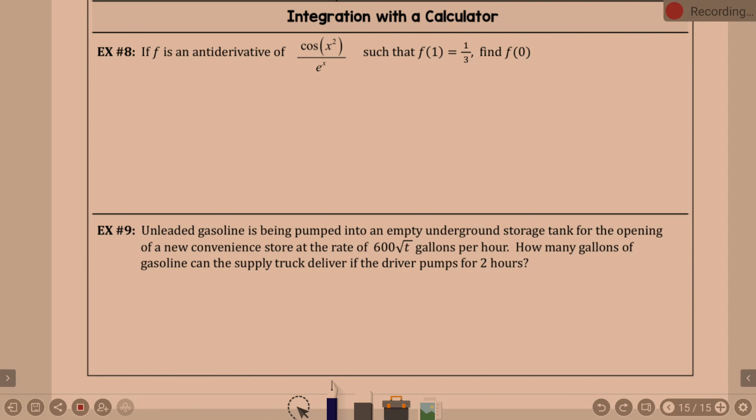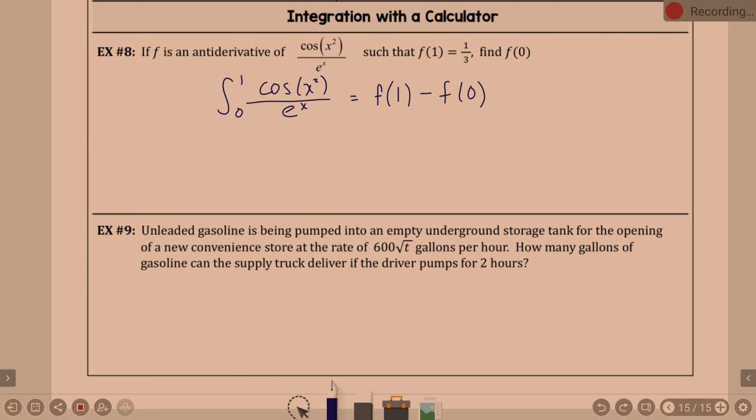So, if f is an antiderivative of this fraction, such that f of 1 is 1/3, find f of 0. Well, the idea is you can do this integral from 0 to 1 of this function. Am I saying we know how to do that? No, this would be the calculator. But what's the idea? When you integrate this, and then you plug these values in, it's f of 1 minus f of 0. Does that make a little sense?